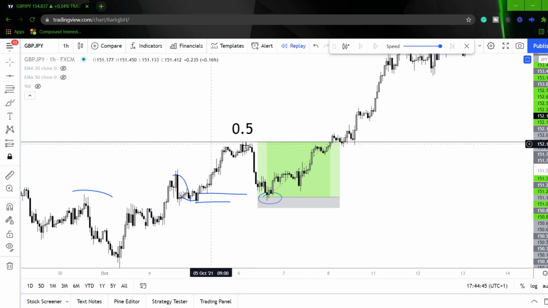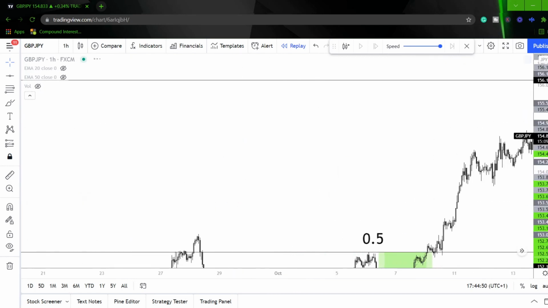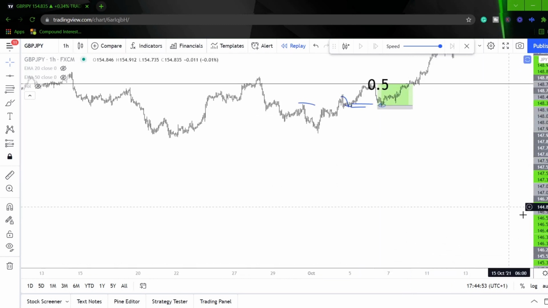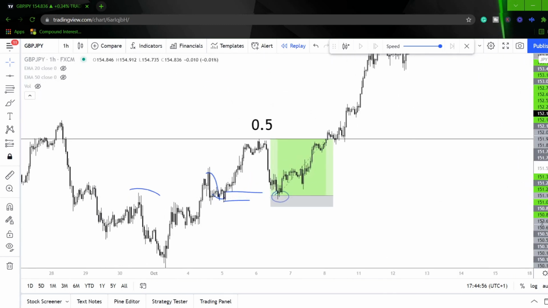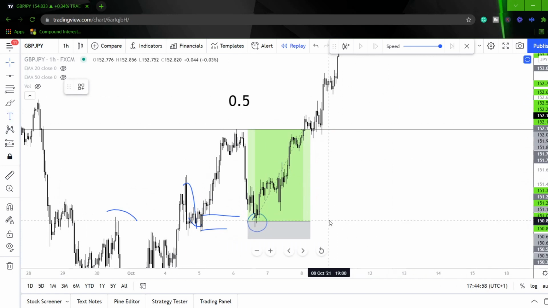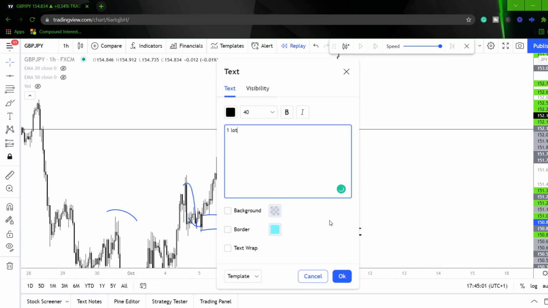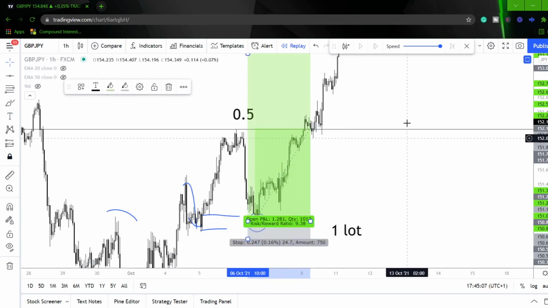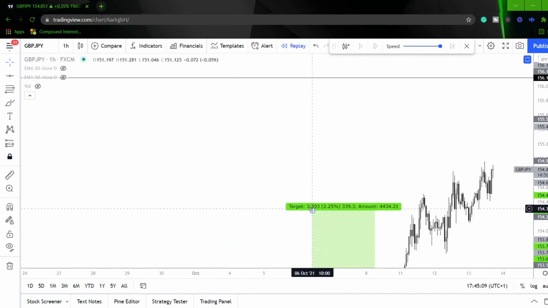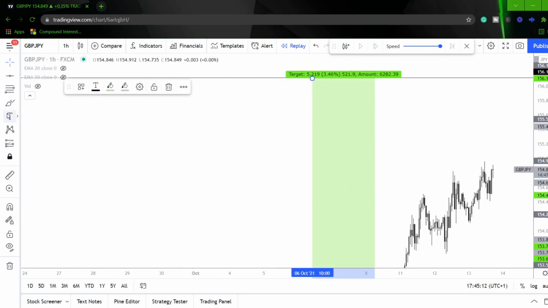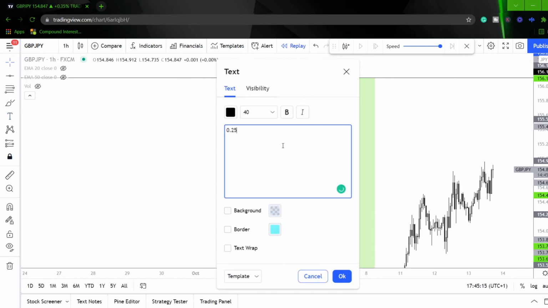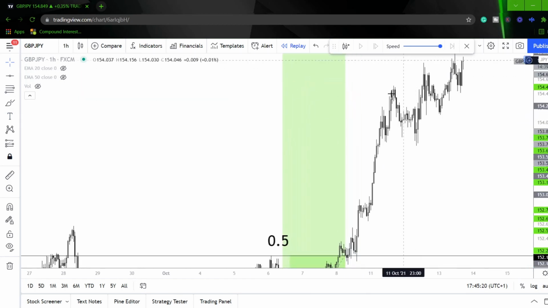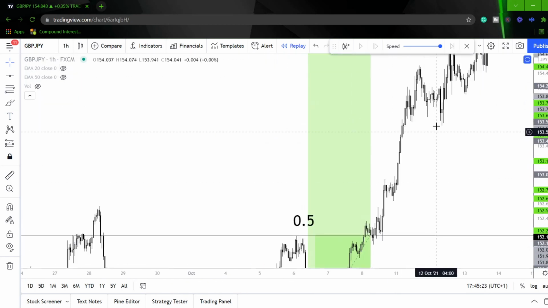Of course, you can manage this however you want, right, you can put 0.33 here, right, 0.33 there, and 0.33 up there, right? So we'd have, again, one lot, okay, one lot target, one lot position size. We're going to take 0.5 lots off there at a 5R. We're going to take 0.25 lots off of here. And that is at a 21R.